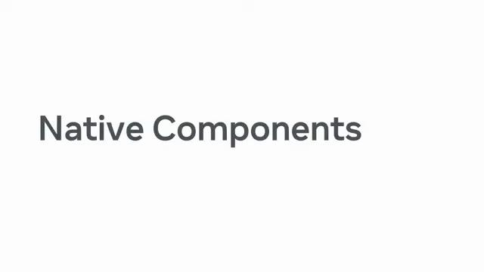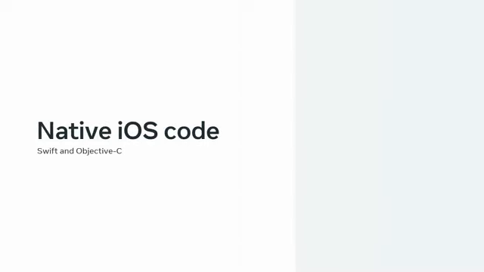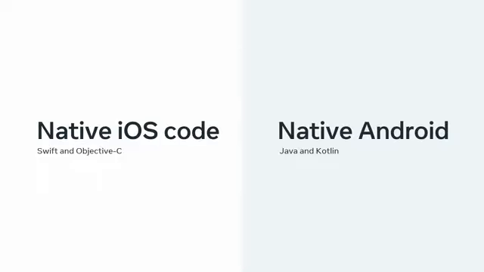Now, let me help you to explore the last type of component. In addition to the core components and the community components, you can also create your own custom native components. React Native lets you build custom iOS or Android components based on your application's unique needs. These are your native components, and you own them. These are written in native code, which means working with native iOS code in Swift and Objective-C, or native Android code in Java or Kotlin.